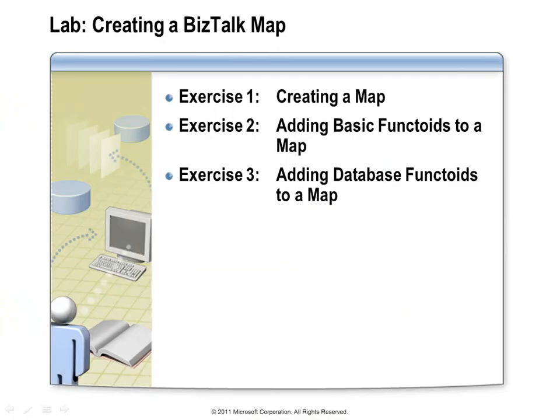In this lab, you'll have a chance to add a new map to a BizTalk project. And this map will convert a sales order message from its raw flat file schema to the sales order XML schema. You'll be able to try out the mapper's link by name and link by structure features. You'll have a chance to use some of the basic functoids. And then you'll also have a chance to try out the database lookup functoid.